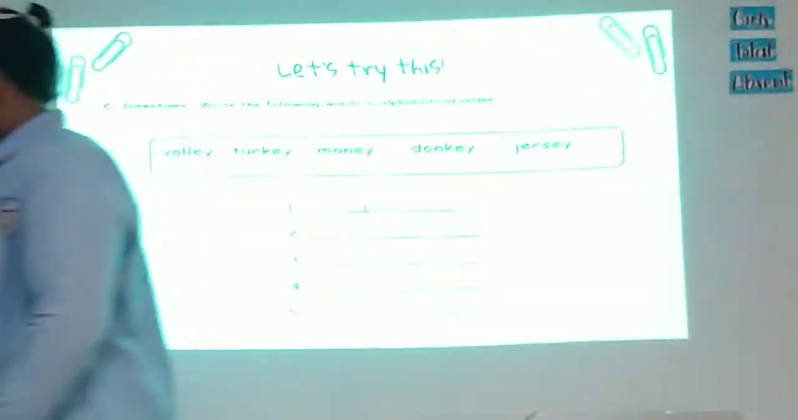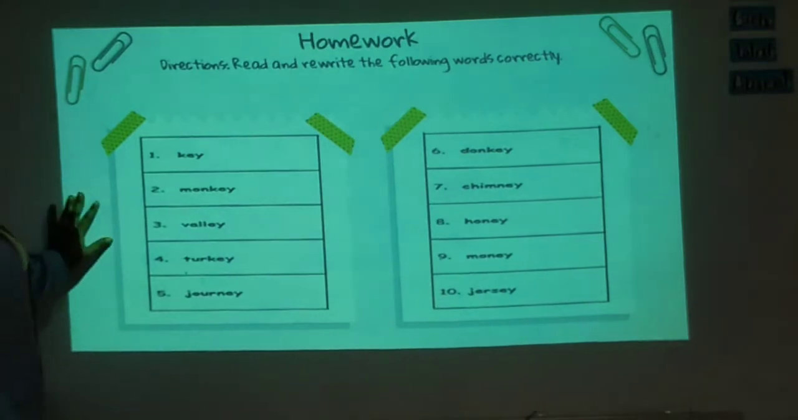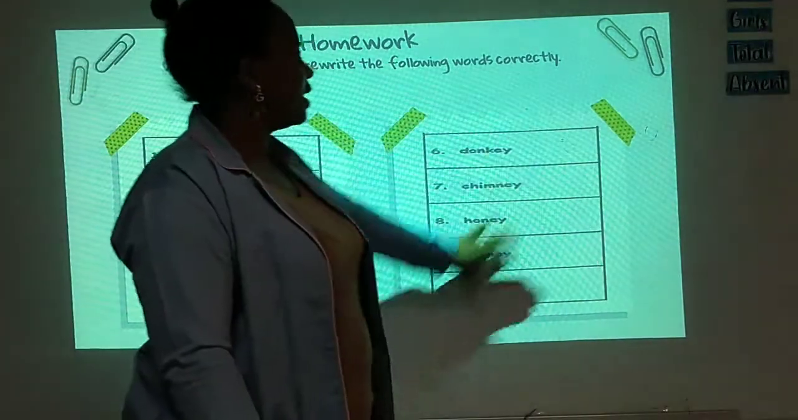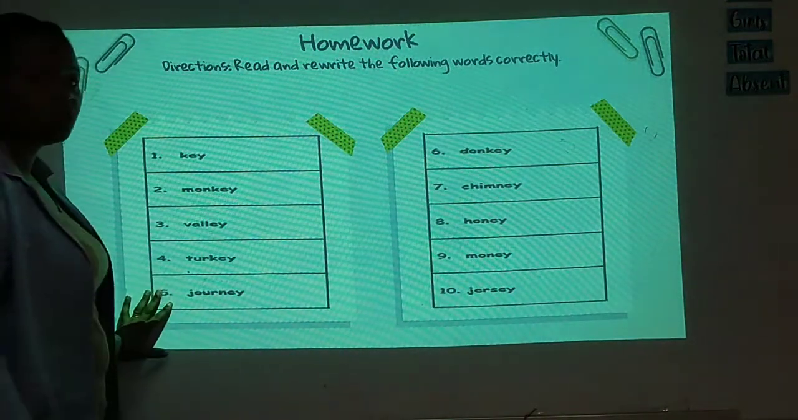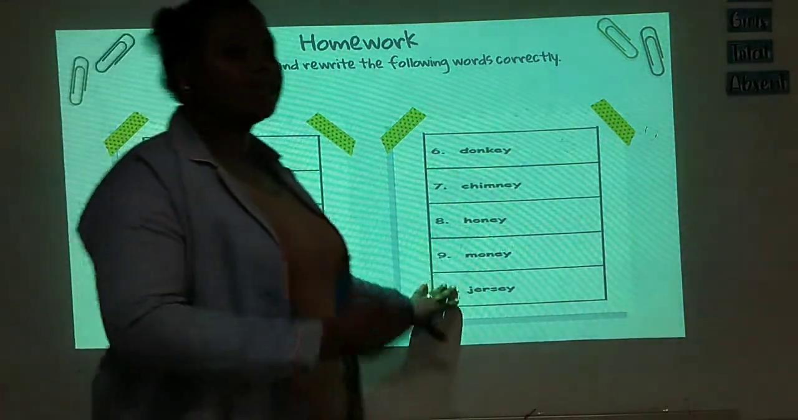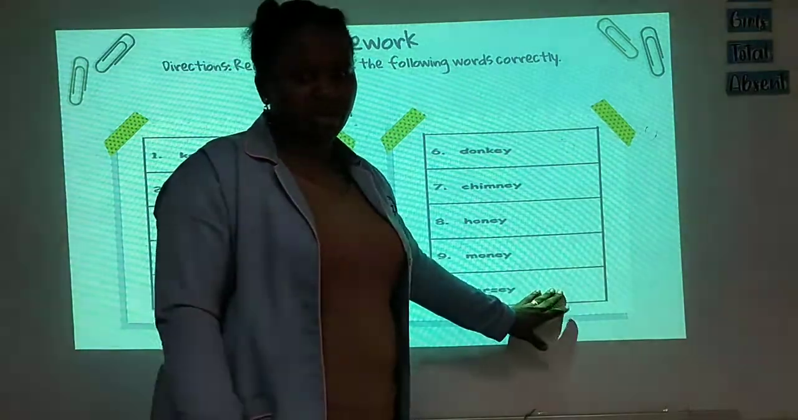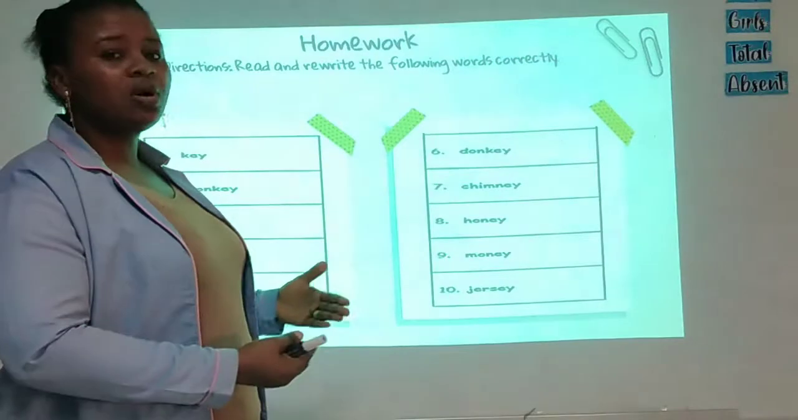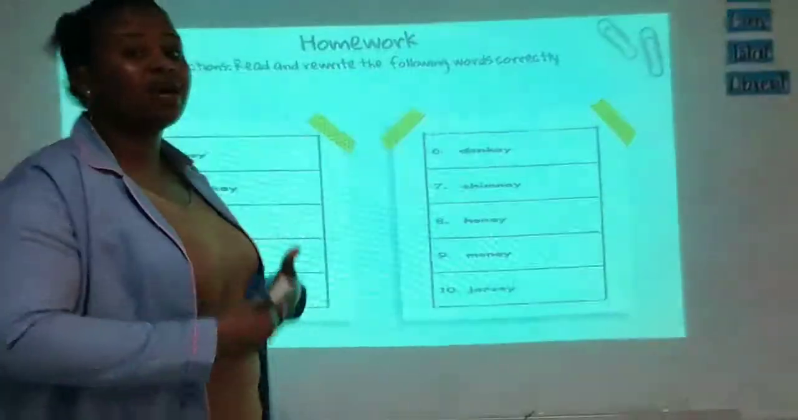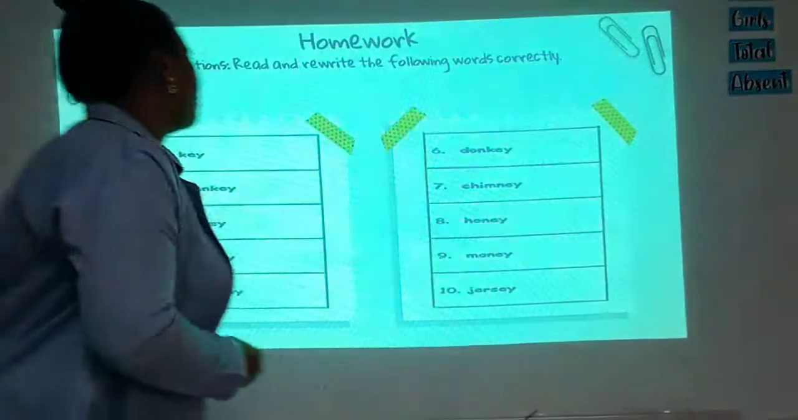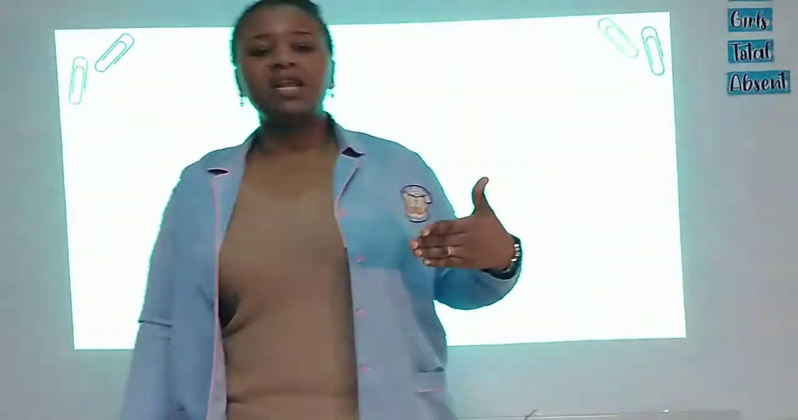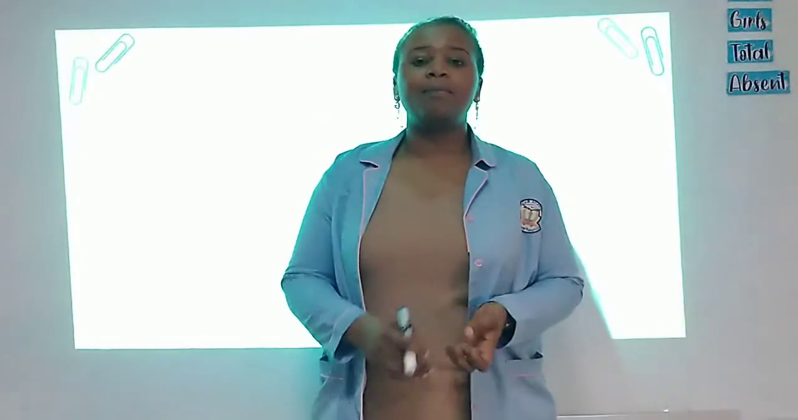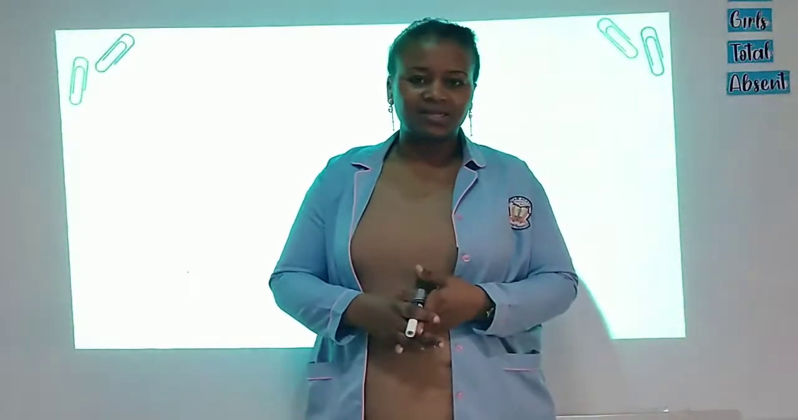This is the homework. Here, read and rewrite the following words correctly. We are going to read these words and then rewrite them in the column that is provided. Why are you going to do this? So that you will practice the words, know it for yourself, and learn how to spell them. I want you to get familiar with the spelling words, know how to write them, know how to pronounce them, and then build up your own sentences with it.